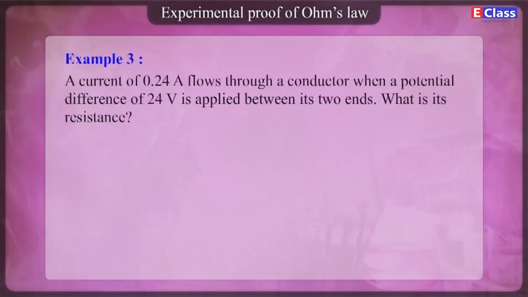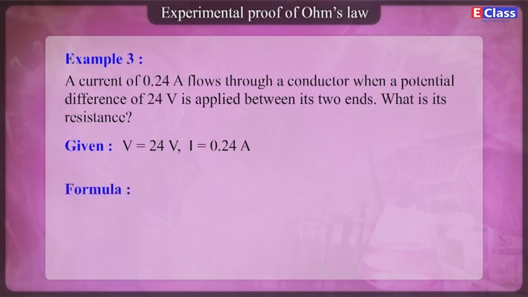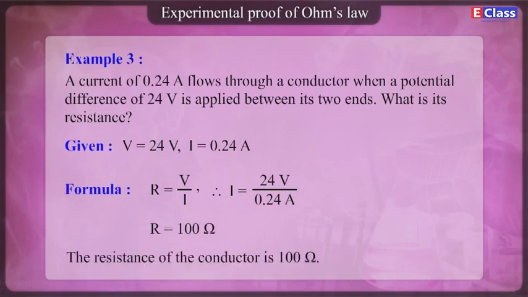Example 3. A current of 0.24 ampere flows through a conductor when a potential difference of 24 volt is applied between its two ends. What is its resistance? Given V is equal to 24 volt, I is equal to 0.24 ampere. Formula: R is equal to V upon I. Therefore, R is equal to 24 volt upon 0.24 ampere, R is equal to 100 ohm. The resistance of the conductor is 100 ohm.